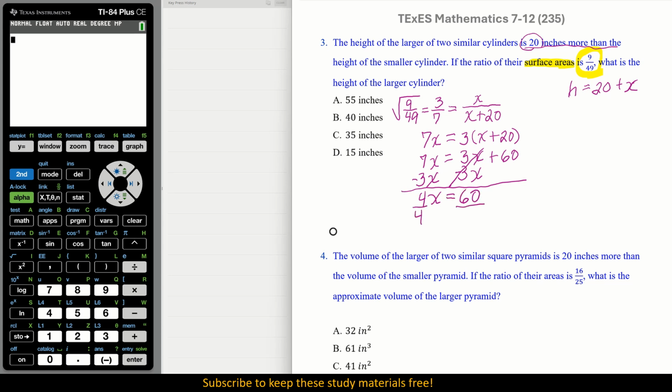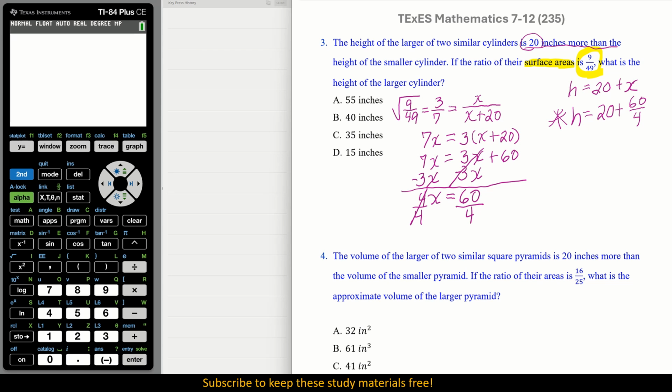Divide both sides by the 4. This cancels out. So what do I really have? Well, 60 divided by 4, I do believe that is 15. Okay, but you know what? You could, if you want to, just say this. You could say 20 plus 60 over 4. Remember, this ultimately, this is what we're looking for, the height of the larger.